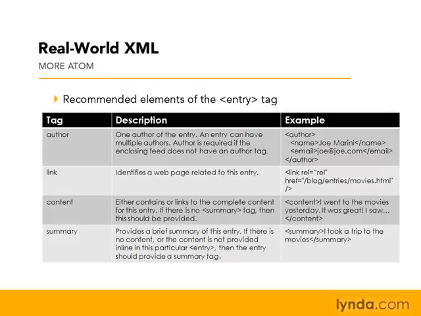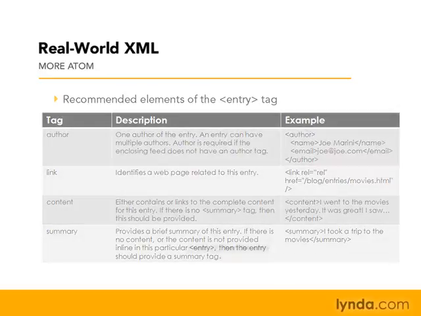If there is no summary tag, which follows next, then this should be provided. And the content, as we'll see later, can contain text or HTML content. It can contain a whole bunch of different things. And then finally, the summary tag provides a brief summary of what this entry says. If there's no content, or if the content is not provided in line in this particular entry, in other words, it's linked to, then the entry should provide a summary.